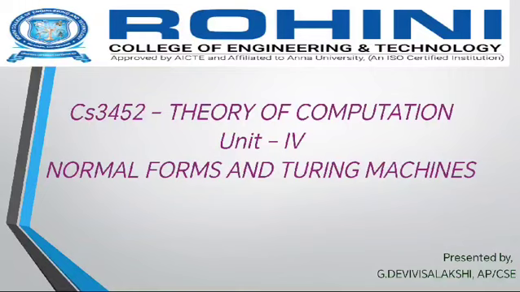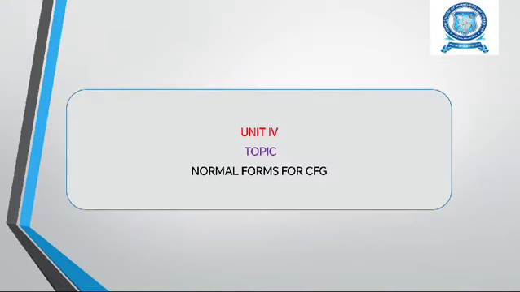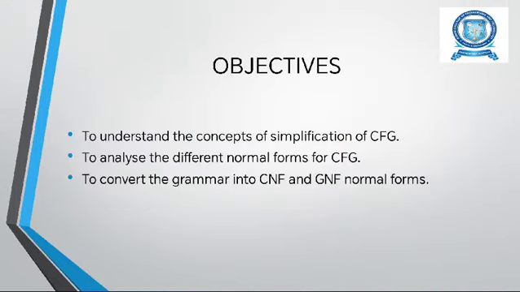Subject name is CS3452, Theory of Computation, Unit 4, Normal Forms and Turing Machine. Topic: Normal Forms of CFG. Objectives: to understand the concept of simplification of CFG, to analyze the different normal forms of CFG, and to convert the grammar into CNF and GNF normal forms.